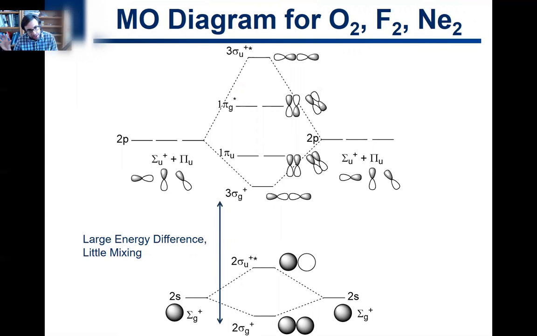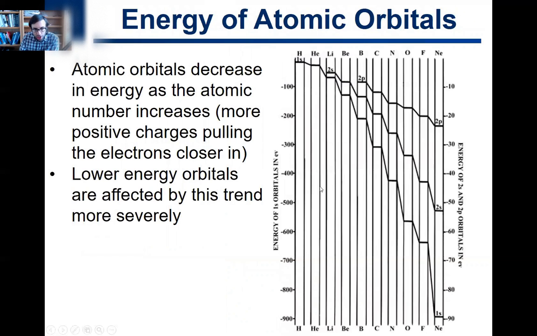Now, the extent to which they mix depends upon how close they are in energy. And so for oxygen, fluorine, and neon, these diatomic molecules of those elements, the energy difference between these orbitals is quite large. And so there is mixing, but it's relatively little. Why am I saying it's quite large? How would I know that? I know that from this chart and this principle that we said earlier, where basically we're looking at the energy difference between the 2p and 2s.